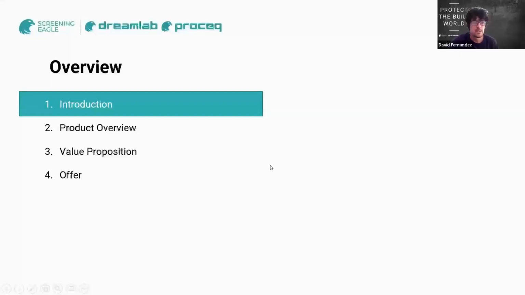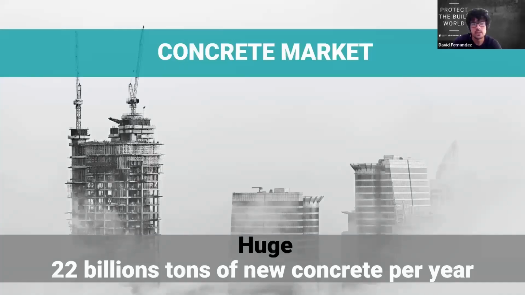Okay. So it's going to start with a quick introduction on the market, their needs, and why we think this product is going to be really useful for our future clients. So we have the concrete market in the civil infrastructure, and this is a very, very big or huge market. Every year, around 20 billion tons of new concrete are built. So you can imagine how big this market is worldwide. And it's a very important one.